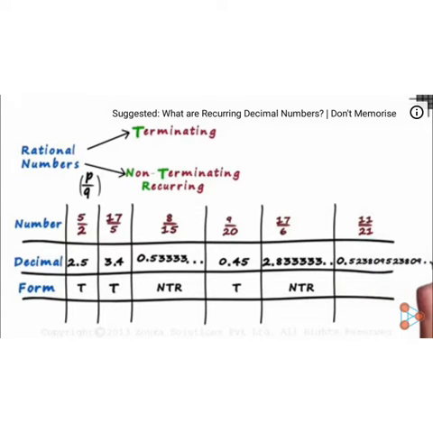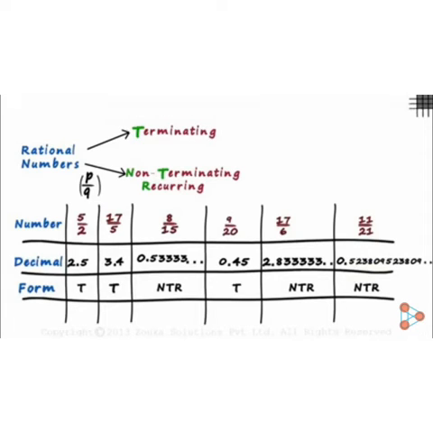Next is 11 by 21. It will give you 0.52343804, and the same is repeated. So you will write it as non-terminating repeating or recurring decimal. Understand? So in form we will write whether it is terminating or non-terminating.